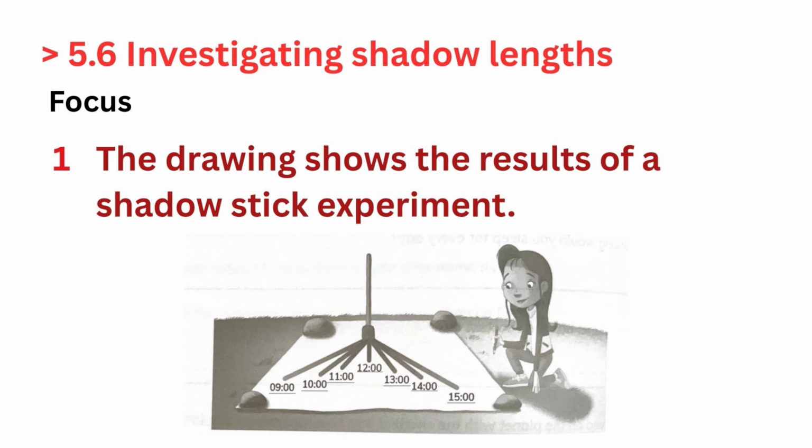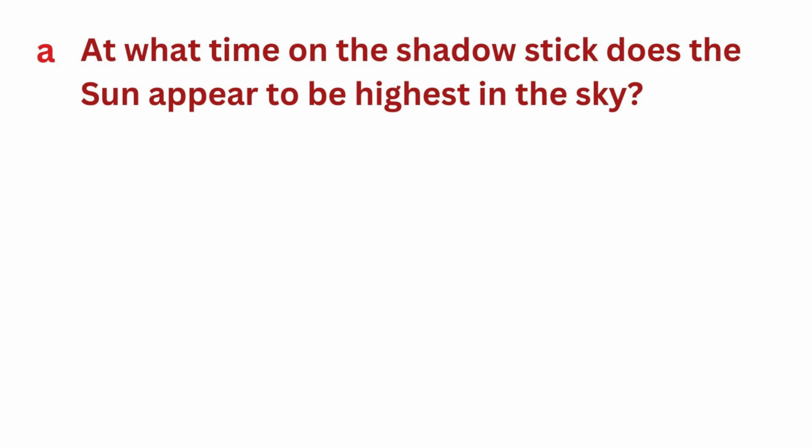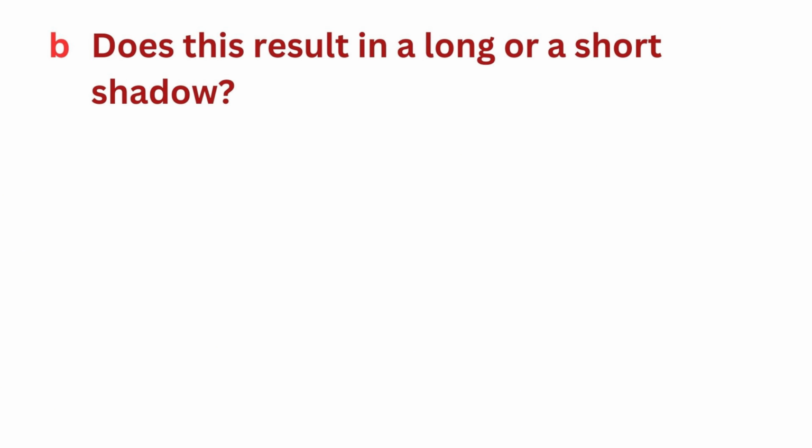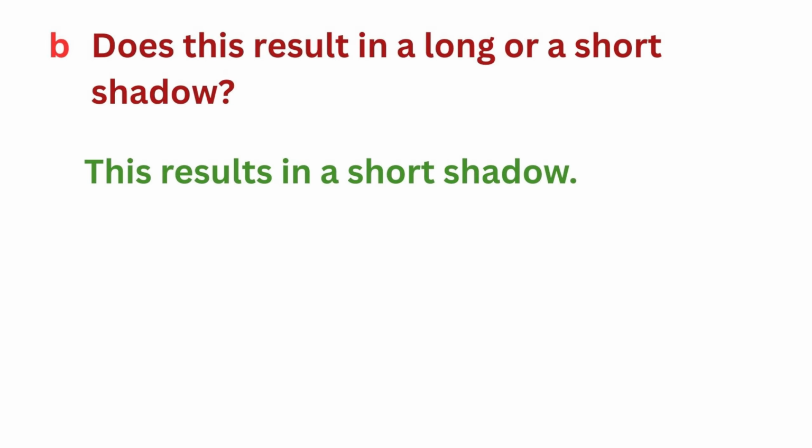5.6. Investigating shadow lengths. Focus. Question number 1. The drawing shows the results of a shadow stick experiment. A. At what time on the shadow stick does the sun appear to be highest in the sky? 12. B. Does this result in a long or a short shadow? So, this results in a short shadow.